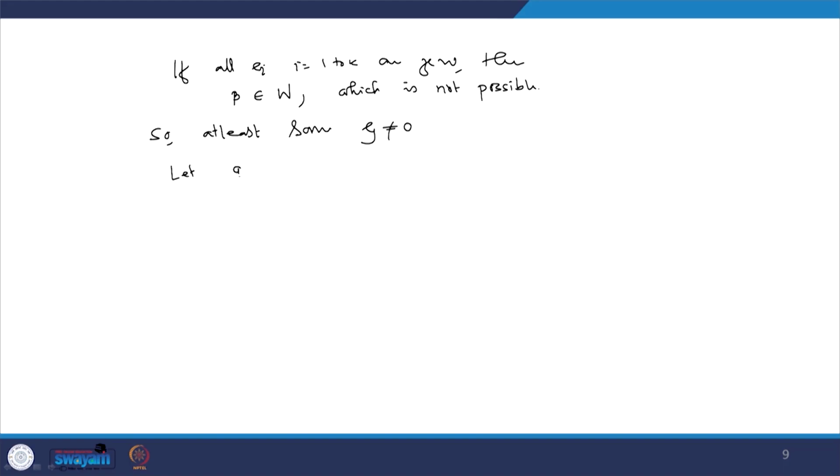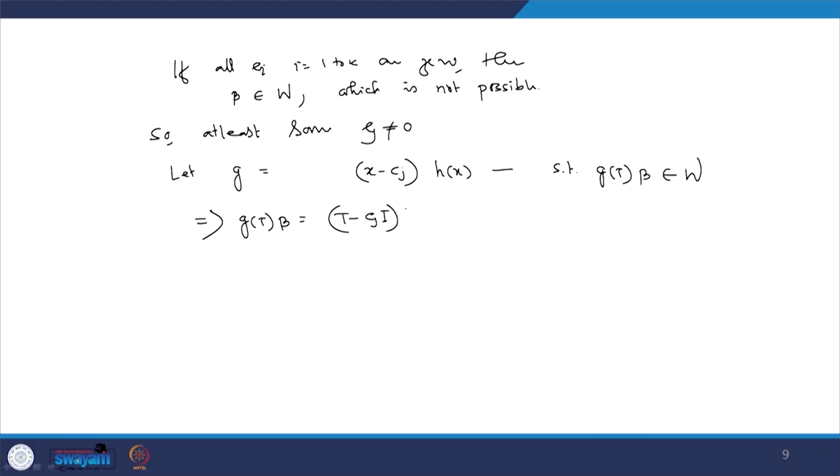So, let G equal to (x minus Cj), where Cj is basically the characteristic value, into some H(x). I can write it like this such that G(T) beta belongs to W. So, this implies G(T) beta, which is equal to (T minus Cj I) operating on H(T) beta, will belong to W. I have taken Ej not equal to 0. So, Ej is basically 1 or more. I mean, it will be like 2, 3, 4, like that. So, that is why I have written G as (x minus Cj) as one of the factors and the rest term H(x), a polynomial of degree less than the degree of G.